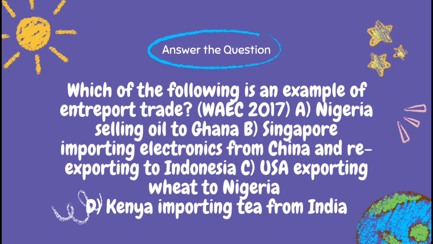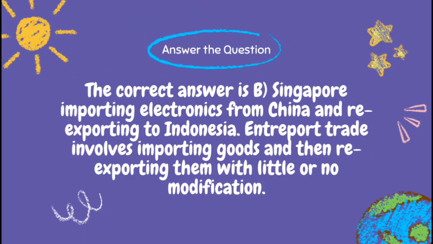Question number 4. Which of the following is an example of entrepot, that is re-export? This one's coming from WAEC 2017. Option A, Nigeria selling oil to Ghana. Option B, Singapore importing electronics from China and re-exporting to Indonesia. Option C, USA exporting wheat to Nigeria. And option D, Kenya importing tea from India. Take your moment carefully. What is your answer? The correct answer is option B, Singapore importing electronics from China and re-exporting to Indonesia.